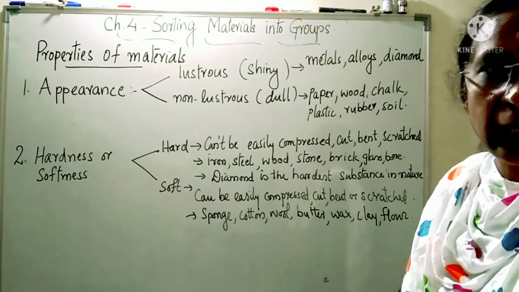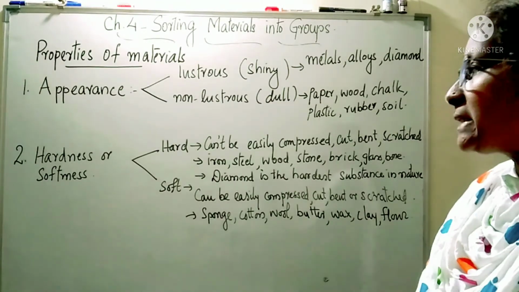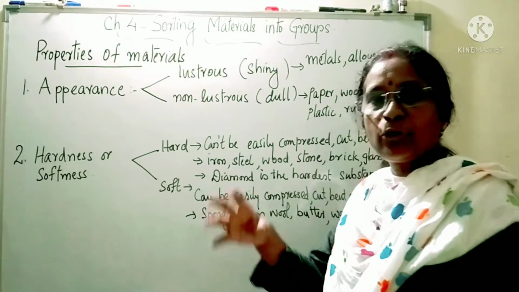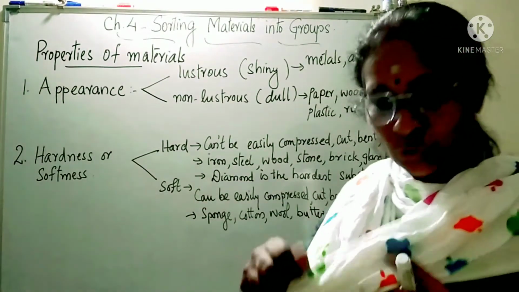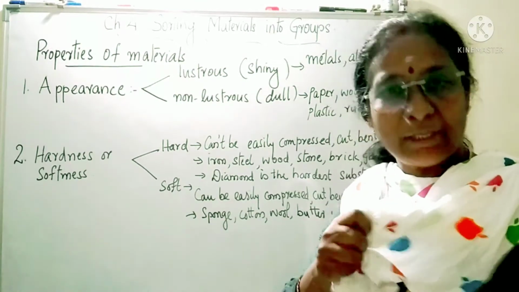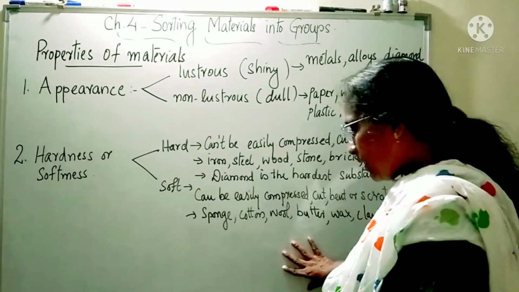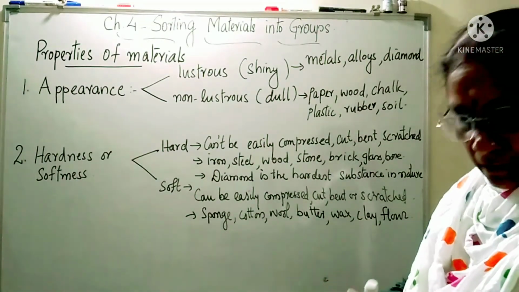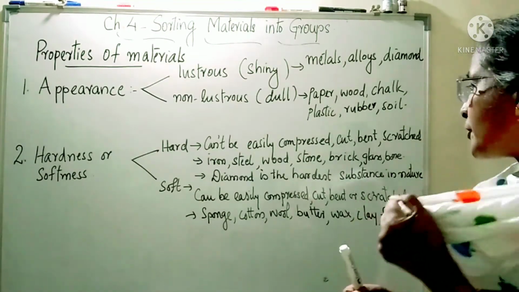The second property which we use for separation or sorting out things is hardness or softness. When you touch something and see, if I touch this cloth, it is a cotton cloth, it is very soft. Okay, but if I touch this board, is it soft? It is hard. This cloth can be molded very easily. I can fold it, I can crush it.